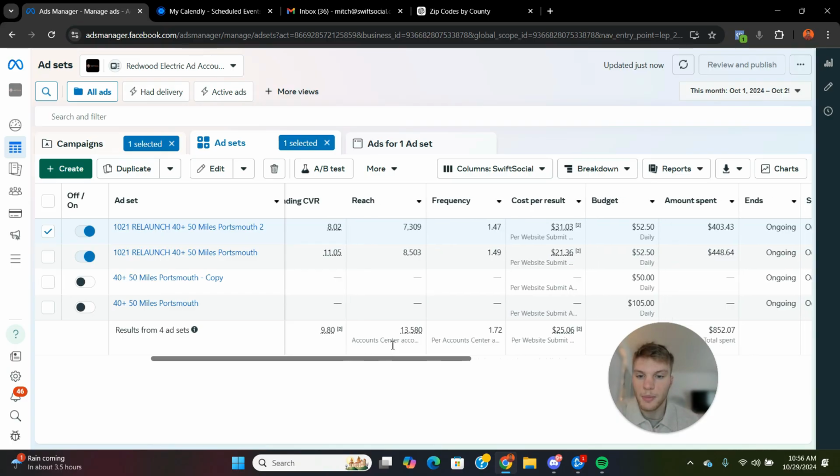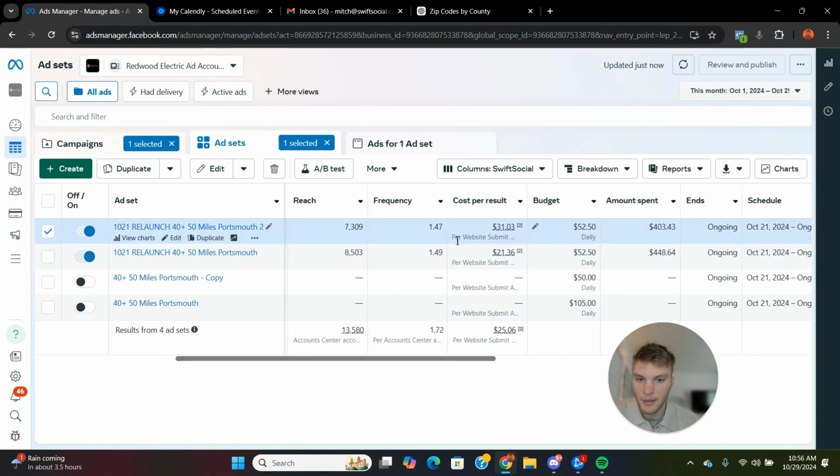The biggest thing that we look at when we're scaling campaigns is this frequency number right here, right? And what frequency means is how many times on average the same person saw the ad, basically. So if it was a frequency of 2 right here, that means that on average, for every single time the ad was shown in this ad set, it was shown to the same person twice, right?